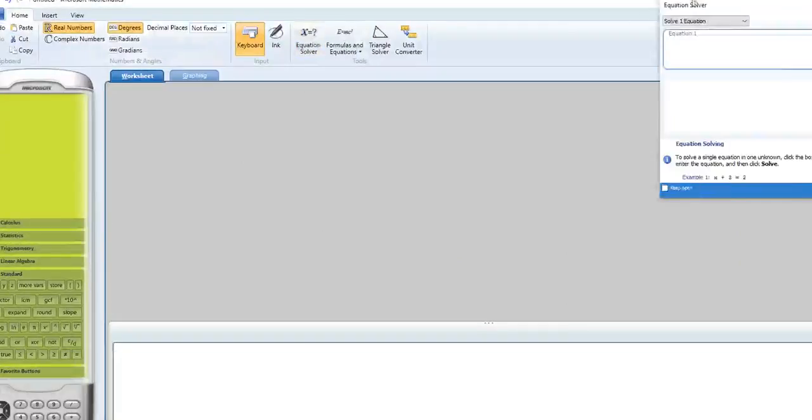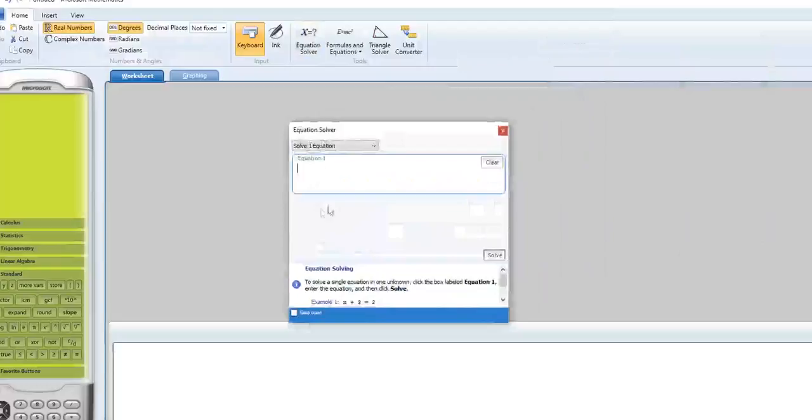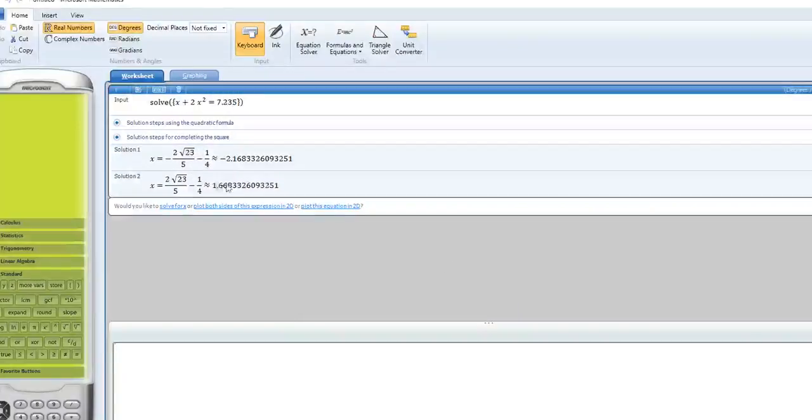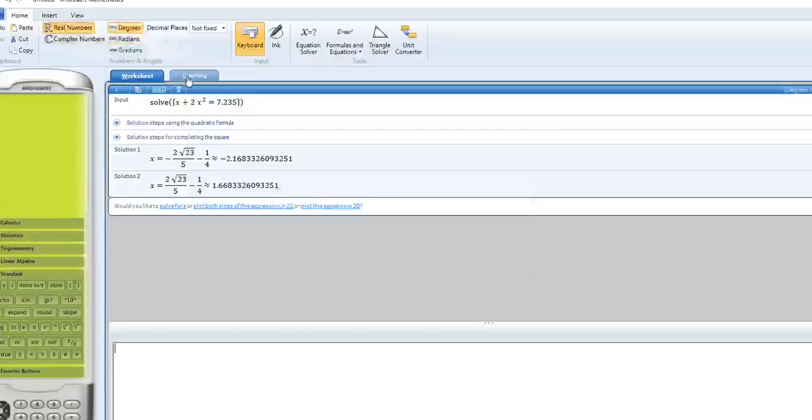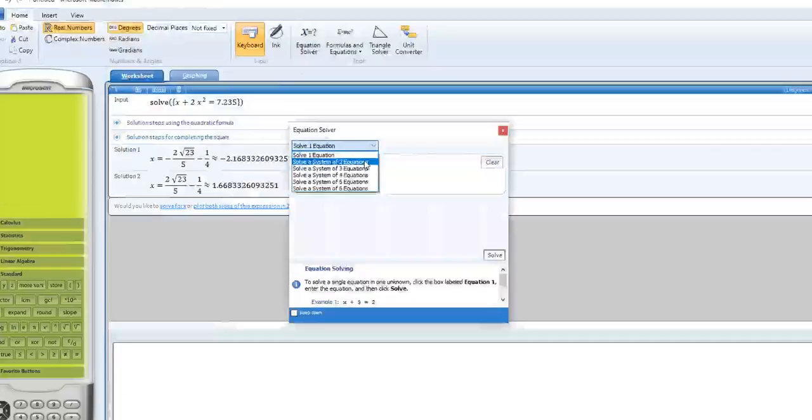One thing we can do with this, it's got a lot of functions. It can solve an equation. For example, if we put in x plus 2x squared equals 7, and you just press solve. There it gives you your two answers, and it even shows you how it got there. So that's quite useful. You can see it can also work with complex numbers. Anyhow, it can solve quite a bunch of different equations.